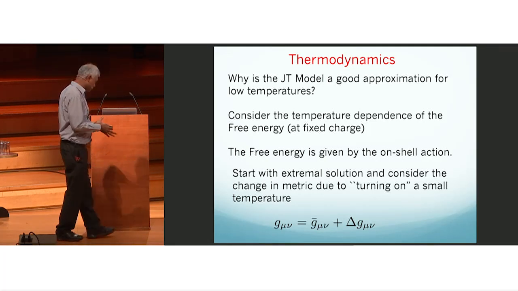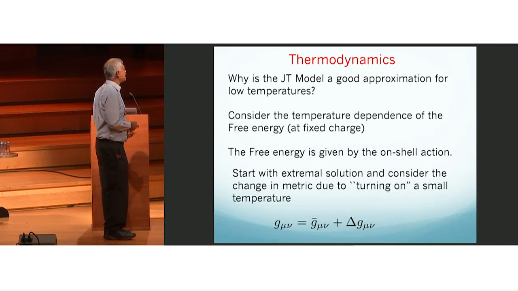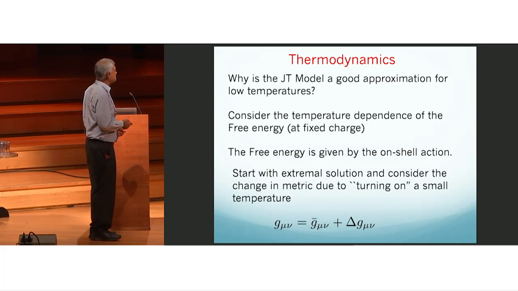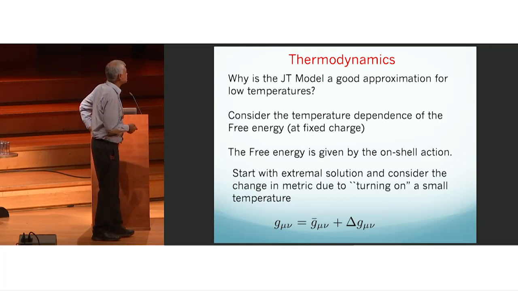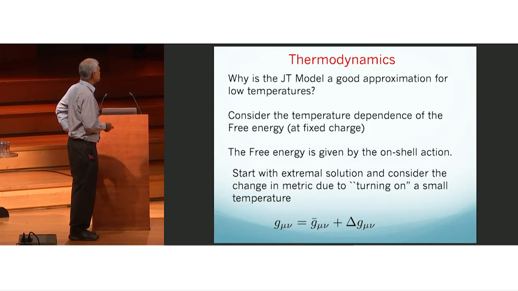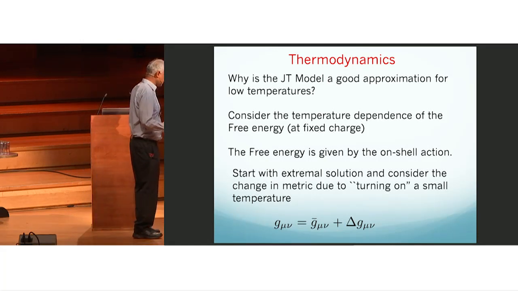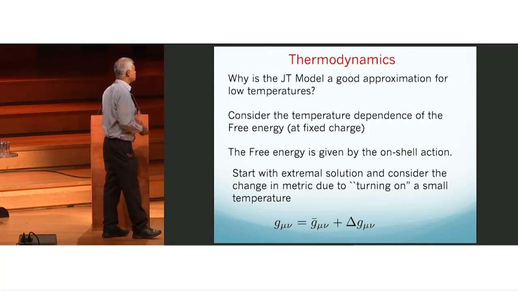So we take an extremal black hole and we heat it up a little bit. And when you do that, the metric changes. Let G bar be the metric of the extremal black hole and delta G_mu nu be the change in the metric because of having turned on a temperature. And we are interested in finding, say, the free energy, which arises from the on-shell action to leading order in the temperature.